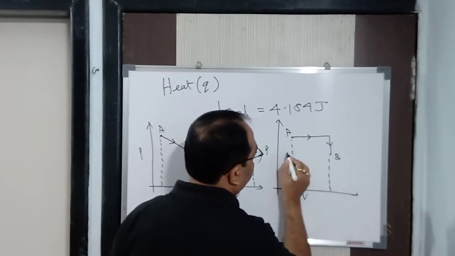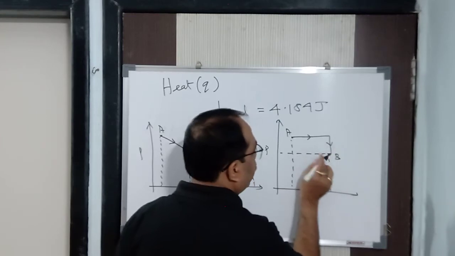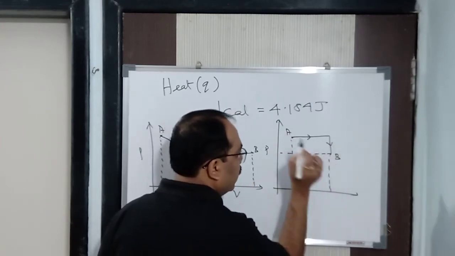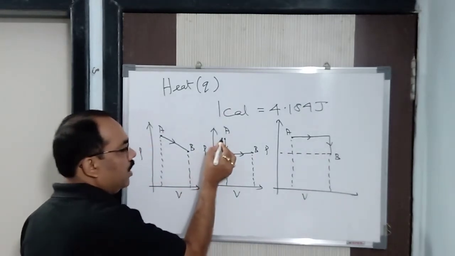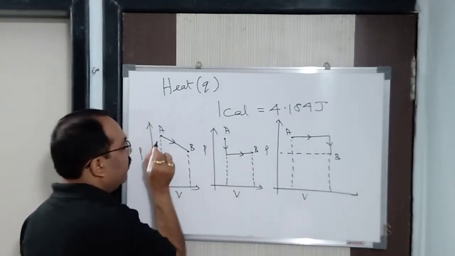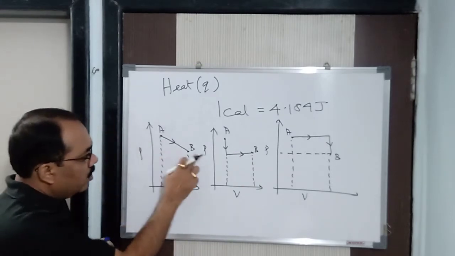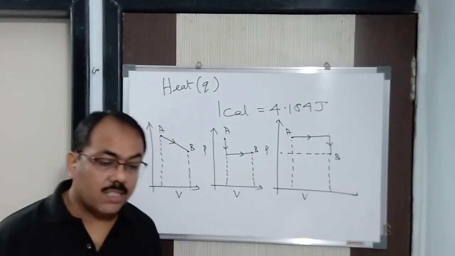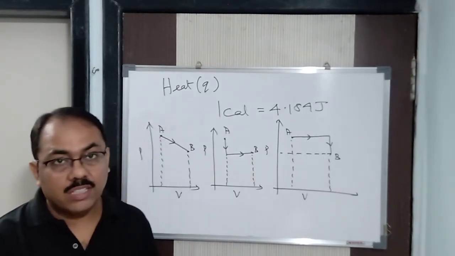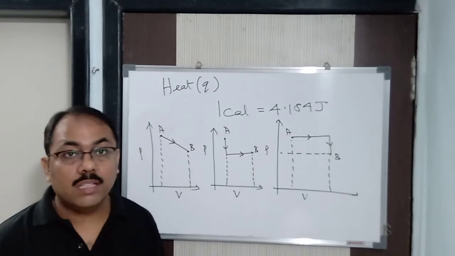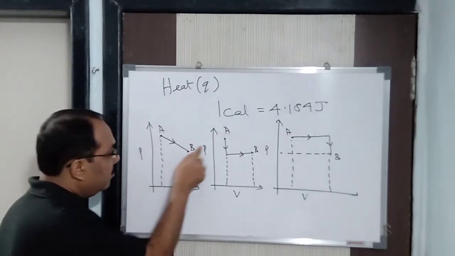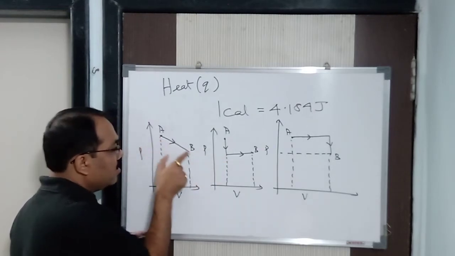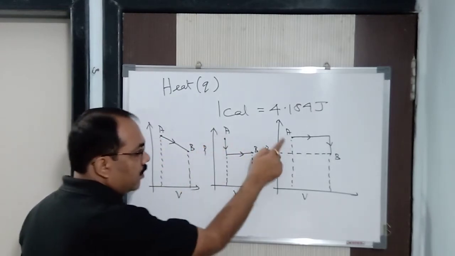Clear? If he wants to go from A to B, he can go in this way and come in this way, or go in this way. So there are 3 different ways. So is it a state function or a path function? The 3 different paths I have shown you have the same starting point A and the same ending point B.